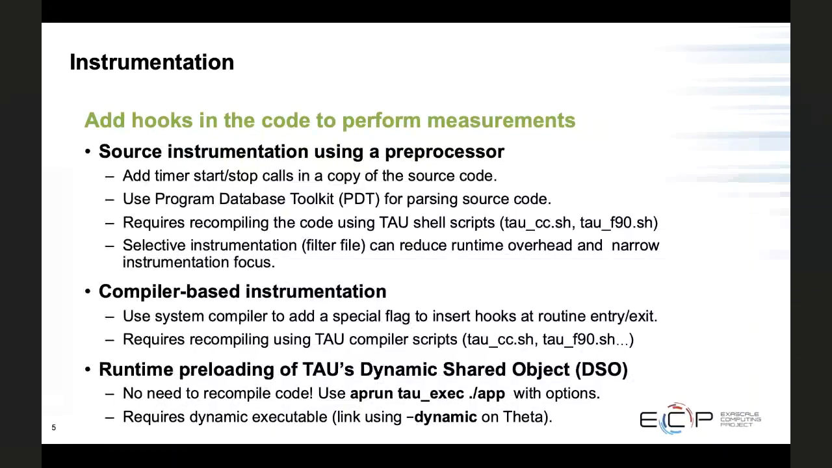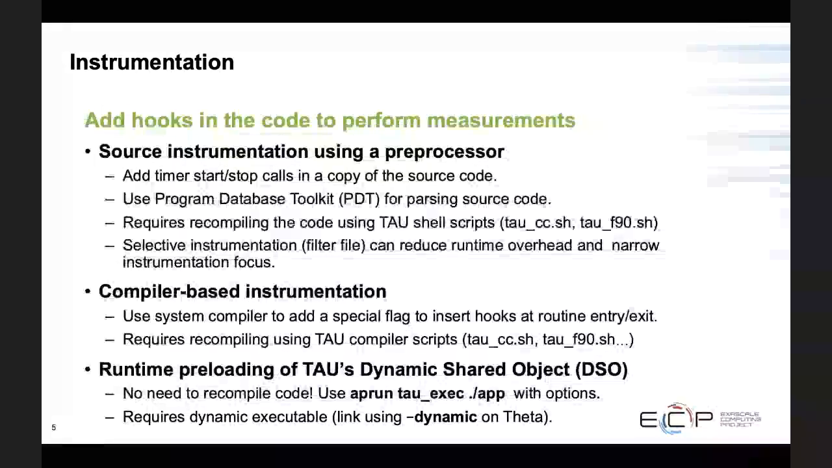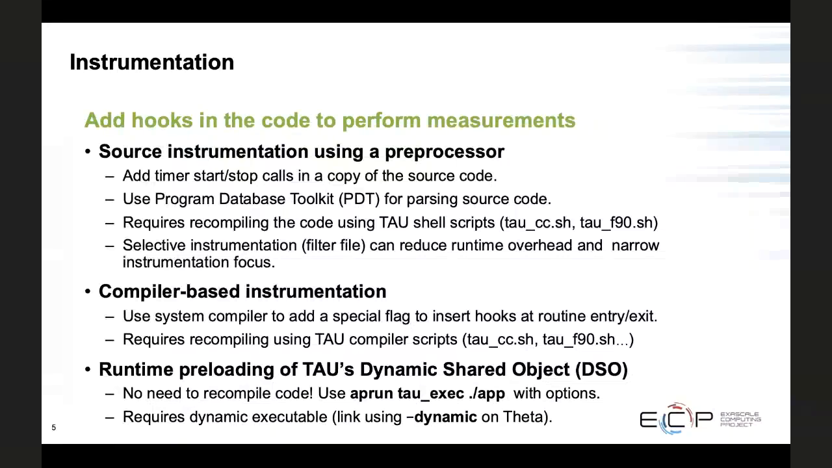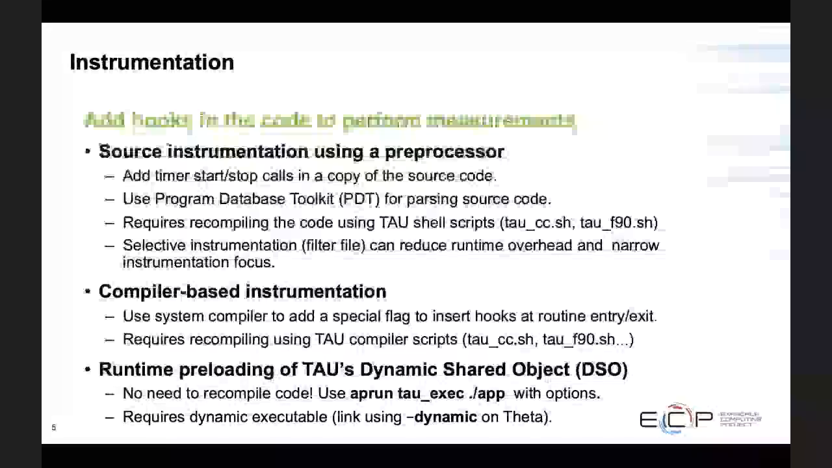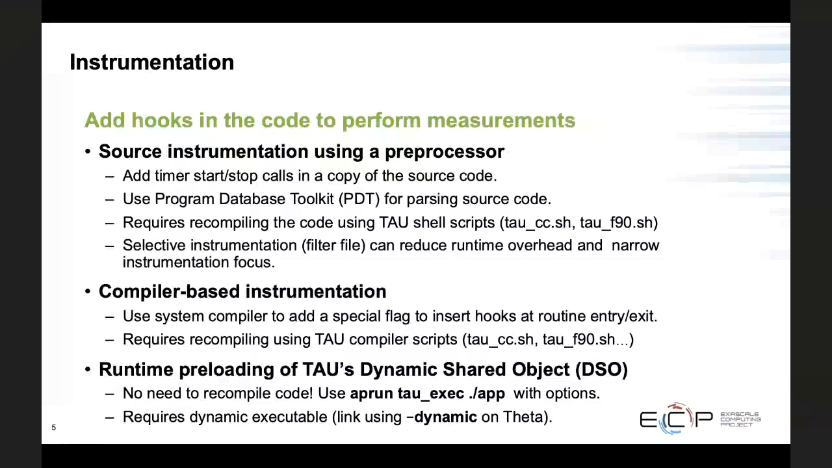But there is a third option which requires runtime preloading of Tau's dynamic shared object, or DSO. And here we can just launch an application which is a dynamic executable with the Tau exec tool. To use this, you just need to link your program with the -dynamic flag on Theta. Cray systems typically require this so that they create the dynamic executable. On Linux x86-64, it's the default. But you can essentially take an uninstrumented binary and launch it with Tau exec to generate the performance data.